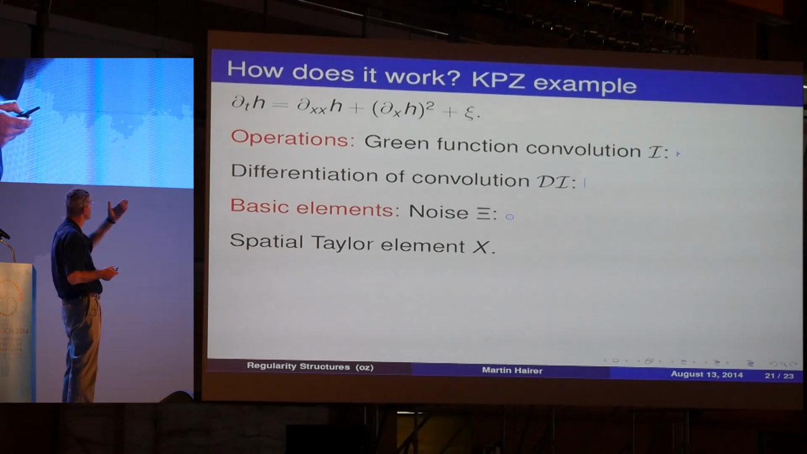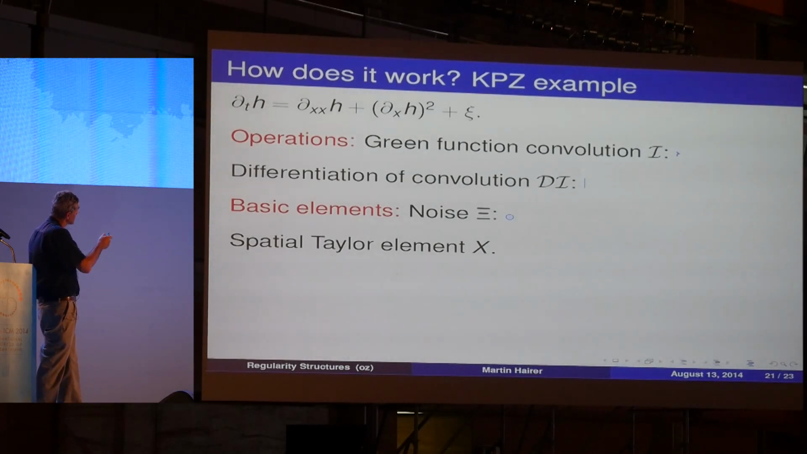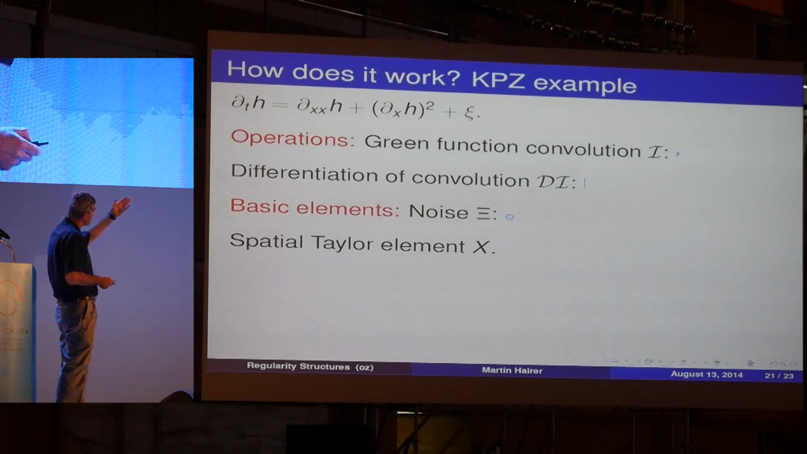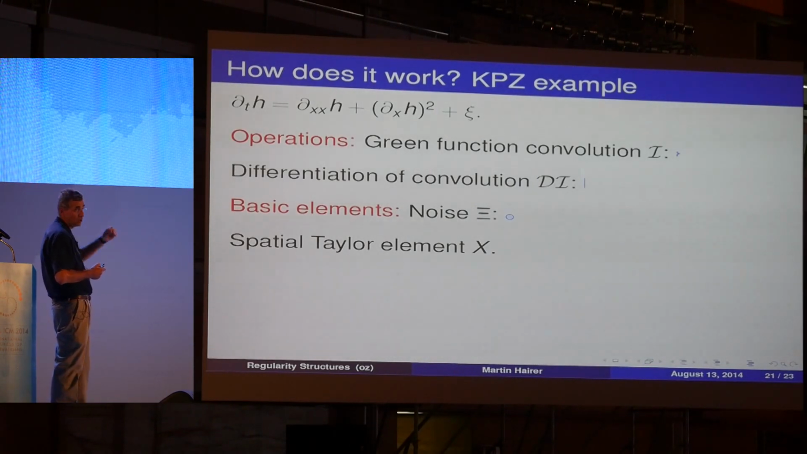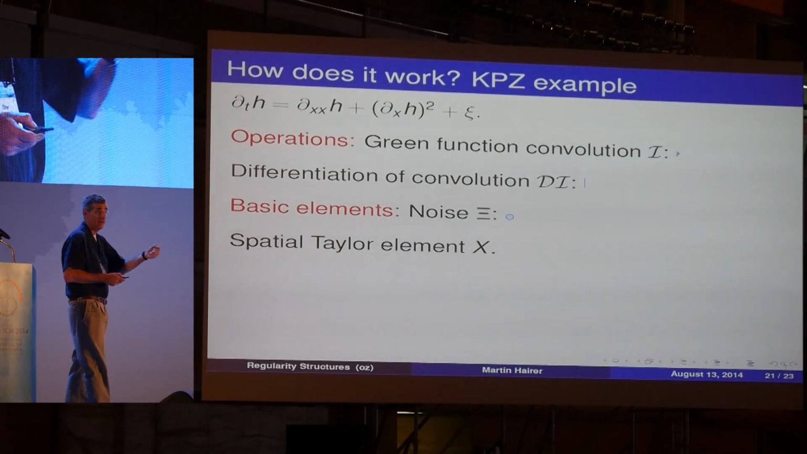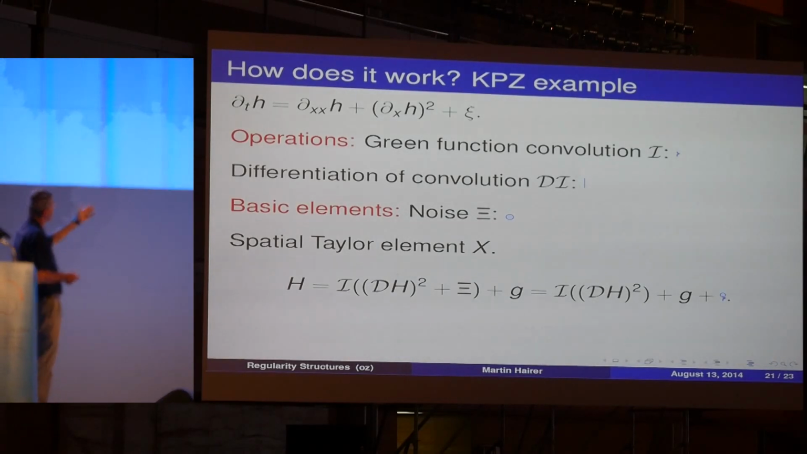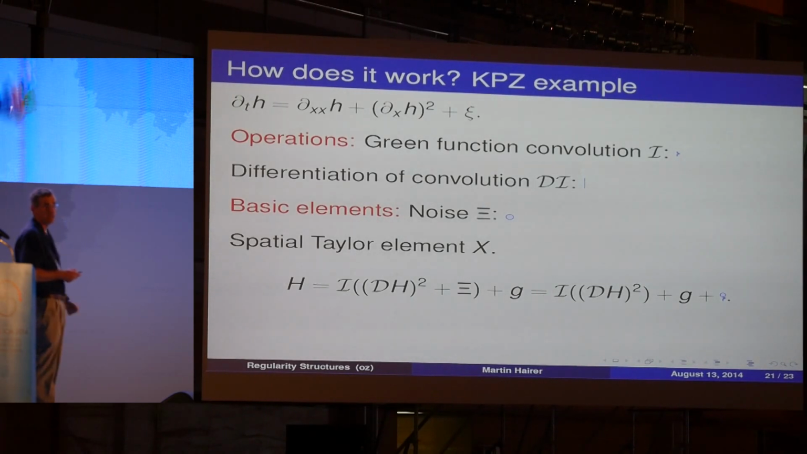Differentiation is certainly important because we want to be able to talk about the derivative of h. So this he represents by a straight line. The basic element is the noise, which he represents by a circle. The spatial Taylor element, the element basis, he represents by x. And then he can write the operator, which is the formal solution of the equation above, as an integral of applying the derivative of the solution twice, plus the noise, and integrating against the green function. So this is what is written here.